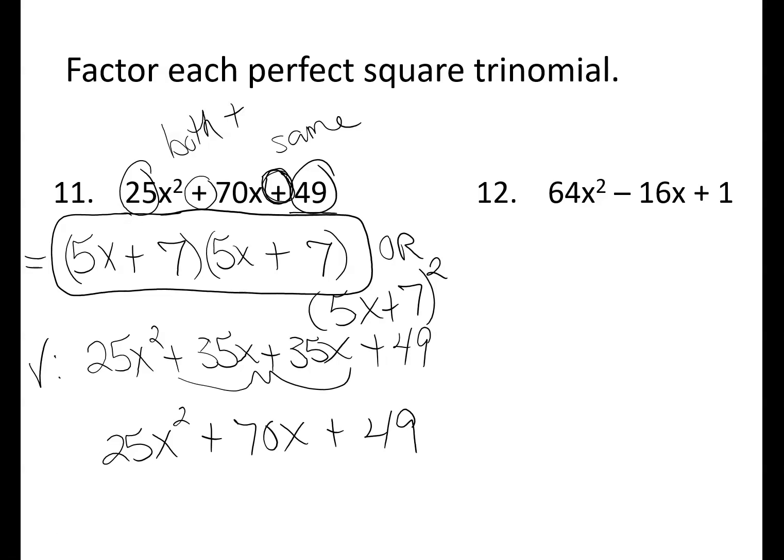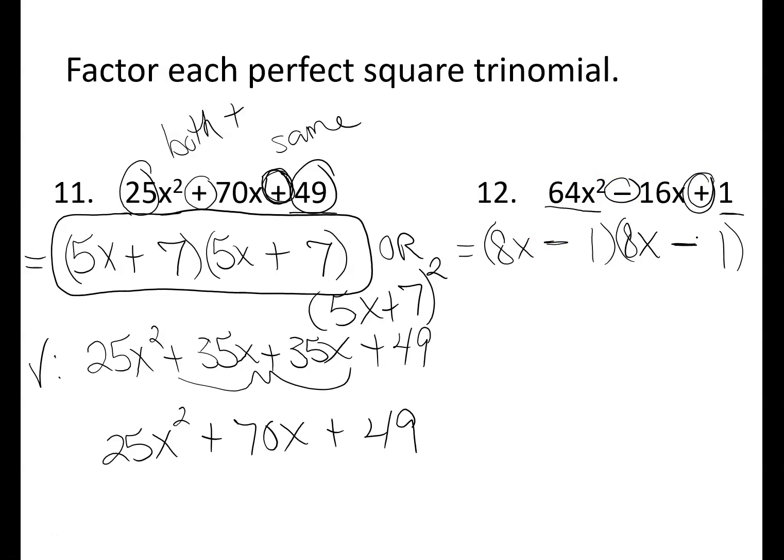Look at number 12. So we've got 64x squared, perfect square in front, 1 perfect square in back, and we've got that plus sign there that we need. So let's go to our parentheses. Square root of 64x squared is 8x. Square root of 1 is 1. Same signs, this time both minus.